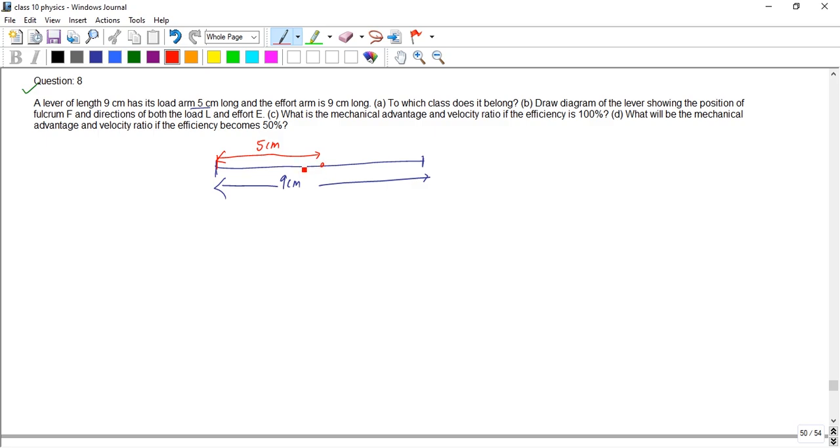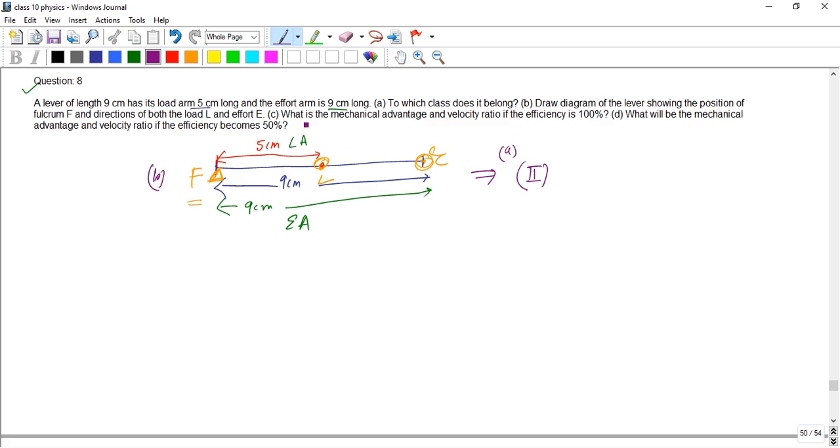And here the effort arm is 9 centimeter long, that's the effort arm, and that is the load arm. So the fulcrum point is here, here is the load, and here is the effort. Very easy question. The fulcrum is at one side of the lever, and the load and effort are situated on the other side. So that belongs to a class 2 lever. Next, the diagram of the lever showing the position of the fulcrum point and the direction of the load and effort. That's a direct, easy question, so that's the part B answer, the diagram.